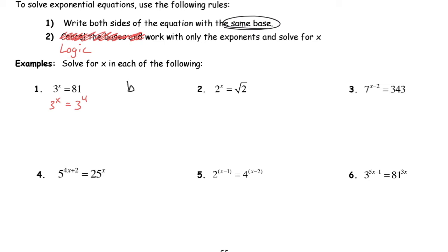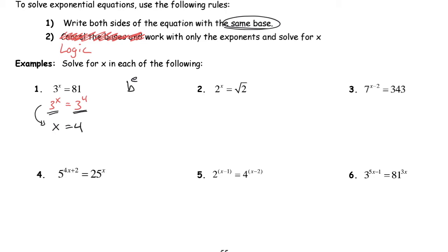A power consists of a base and an exponent. So maybe I put like base and exponent there. That's it. It's just got 2 parts to it. So if I've got 2 powers that are equal to each other and the bases are the same, then it must be the case that the exponents are the same.